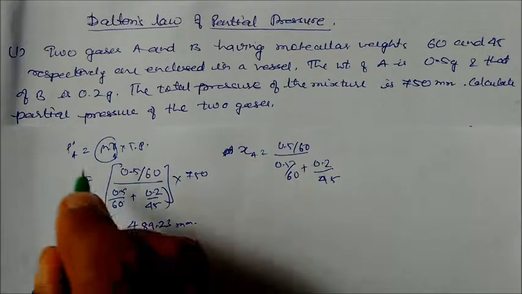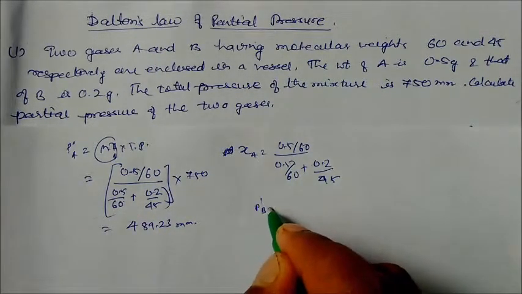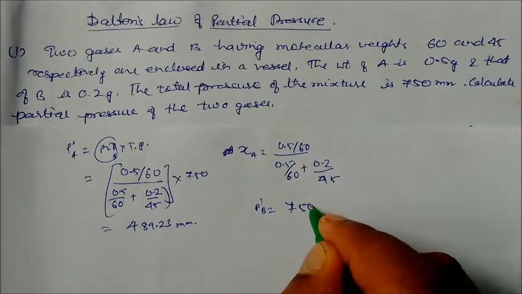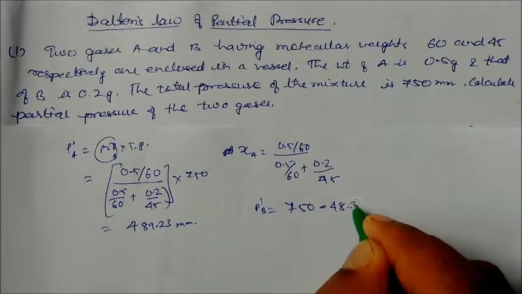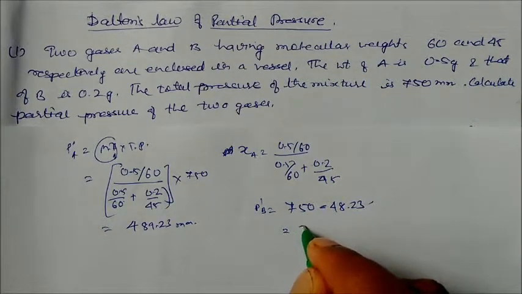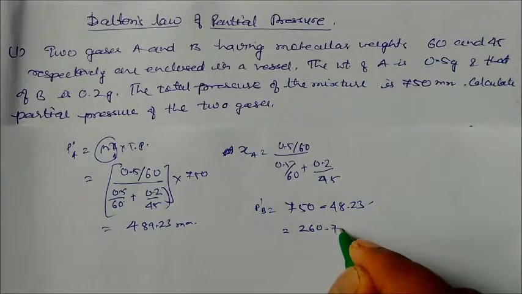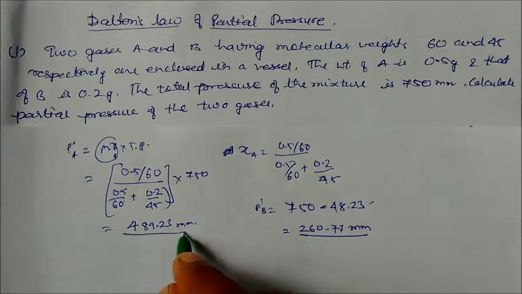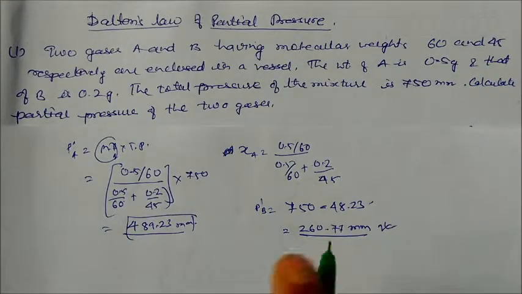Now they are asking the partial pressure of two gases. So this is the partial pressure of A. What is the partial pressure of B? The total pressure is given here as 750 minus 489.23. So we will get the answer 260.77 millimeter. This is the partial pressure of B, and this is the partial pressure of A. So we have two answers.